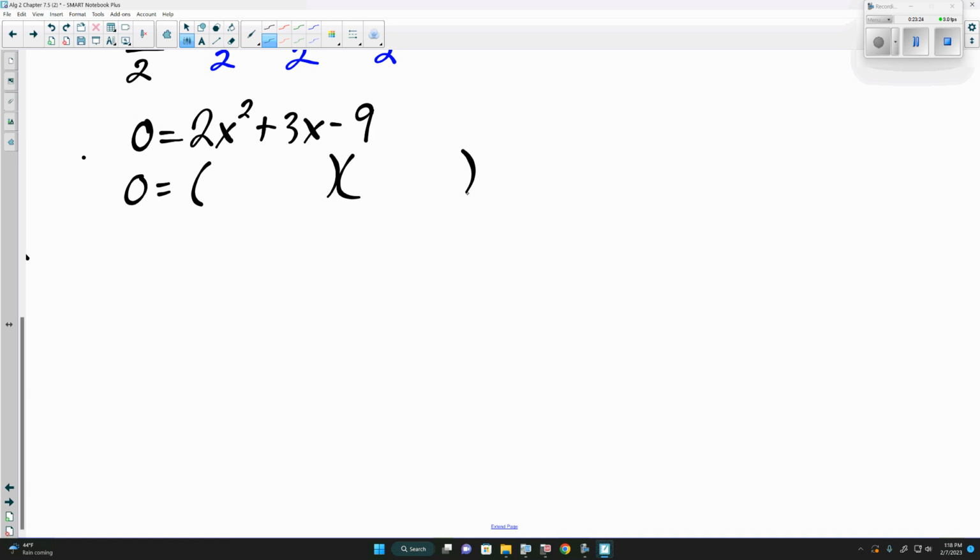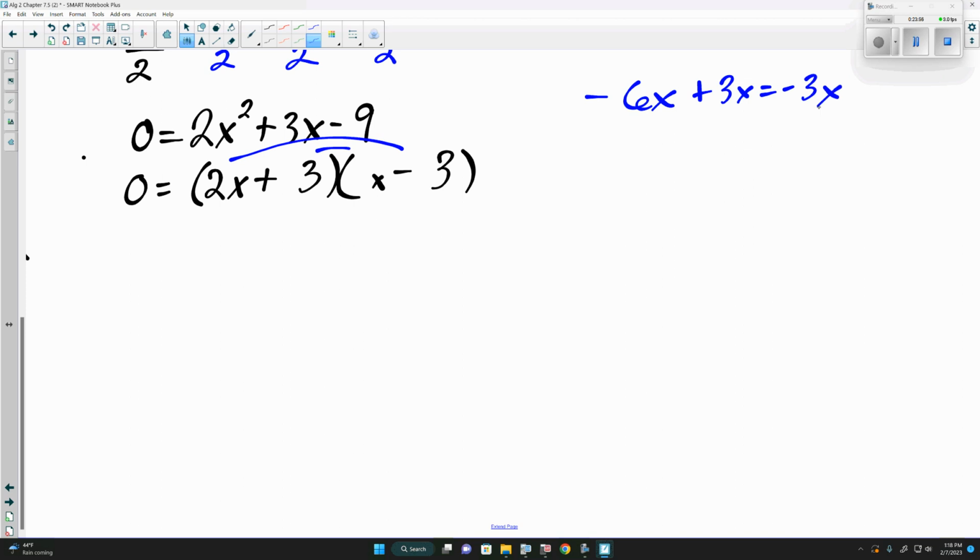Now, since 9's negative, our signs are opposite, plus and minus. Factors of 2x squared, well, we'll have x and x. 2 and 1. I have a feeling I'll probably need to flip the signs. Now we look at the factors of 9. Factors of 9 are 1 and 9 or 3 and 3. 3 and 3. And I'll check this here to make sure. 2x times negative 3 is negative 6x. 3 times x is going to be plus 3x, which gives us a negative 3x.